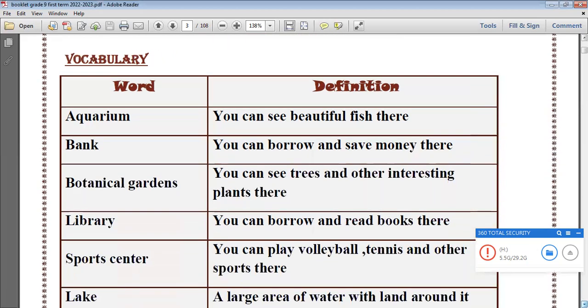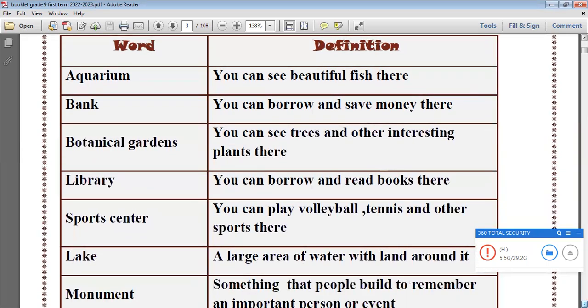Then we have bank, and you can borrow and save money there. This is a new word for this year, the botanical gardens. What does botanical gardens mean? You can see trees and other interesting plants there. We have the library. You can borrow and read books there. The sports center. You can play volleyball, tennis, and other sports there also.